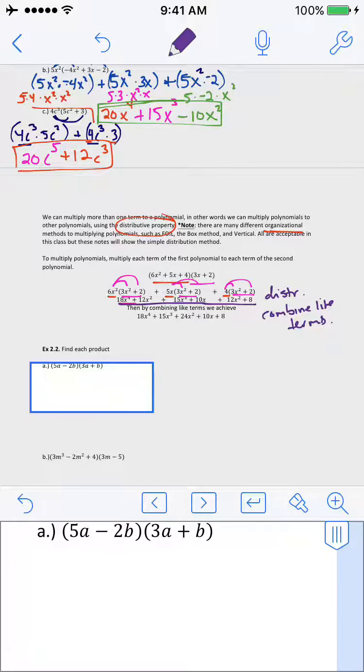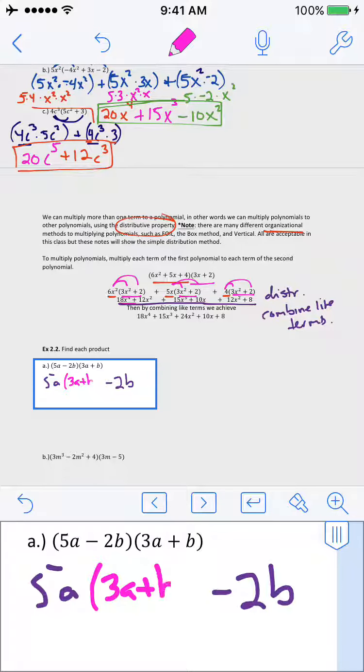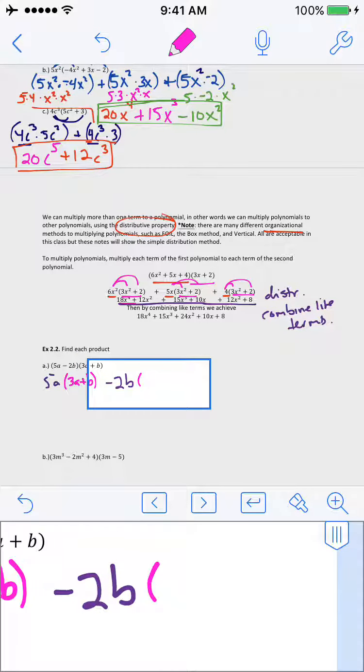I'm going to break the first one apart into monomials. So I'm going to break it into 5a and negative 2b. So I broke it apart into 2 monomials. And I'm going to multiply each of those monomials by the second binomial. So I'm going to multiply each of those by 3a plus b.